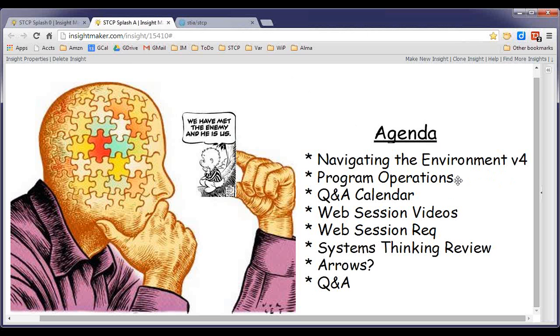I recommend it. I want to talk a little bit about program operations, which is a new segment. The program is now 13 segments as opposed to 12. What we've done with the QA calendar, what I'm doing with the web session videos, and what I'm trying to do as of a couple hours ago with the web session requests. All of this should take about 5 or 10 minutes. Then we'll review the intent for the systems thinking thread for this week, then ask you about the arrows, and then we'll get into doing some Q&A.